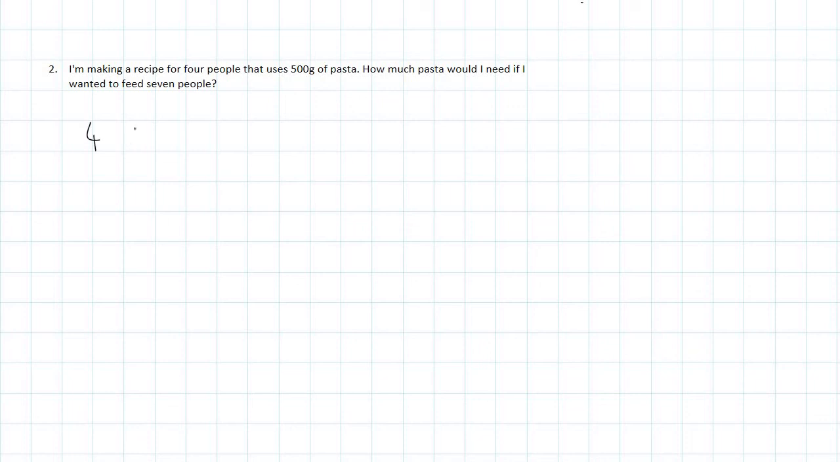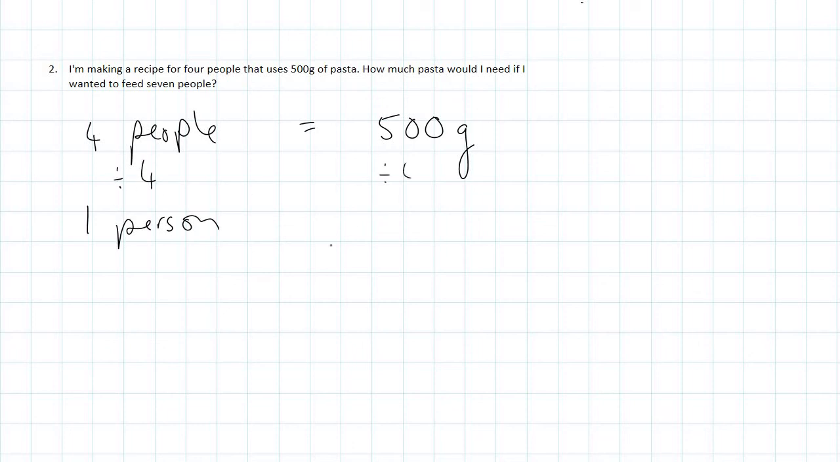So 4 people, you need 500 grams. Okay. So let's scale it down and work out what you need for 1 person. So it's like we're quartering both amounts. So for 1 person, let's set out this. How many 4s go into 500? Well, 1 4 goes into 5 with 1 left over. 2 4s go into 10 with 2 left over, and 5 4s go into 20. So that's 125 grams for 1 person.